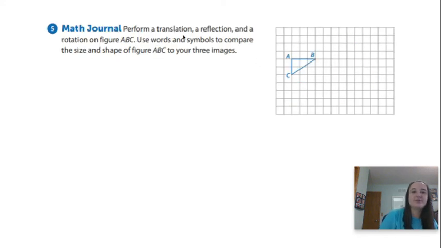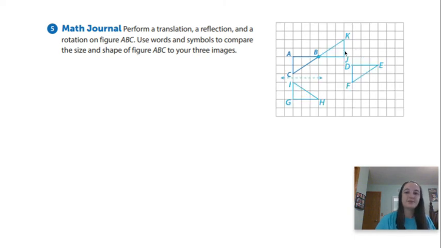Last one is we want to perform a translation, a reflection, and a rotation of this figure. And then we're going to use words and symbols to compare. So if we want to reflect this figure, we would reflect across our line of reflection and get this image here. If we rotate around our center of rotation point, which is right here, we would get this triangle here. And then if we translated, which means we just slid it over, we would get this triangle here.